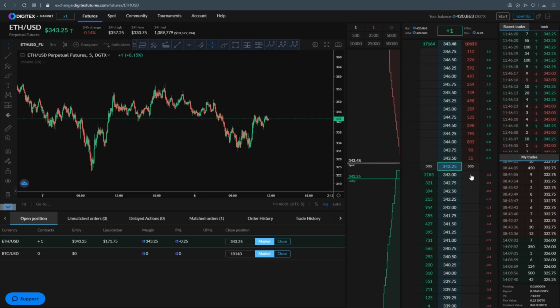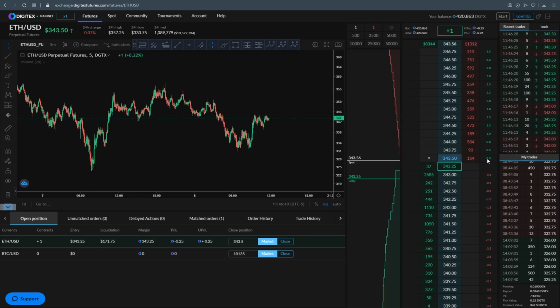If I was to exit right here, I would take a loss of 0.1 or 0.25. If I got out here, I would get out at break even, and if I got out here, I would take a gain of 0.25. It's just rounding up, like I said. And so that's what that tick value denotes right there.